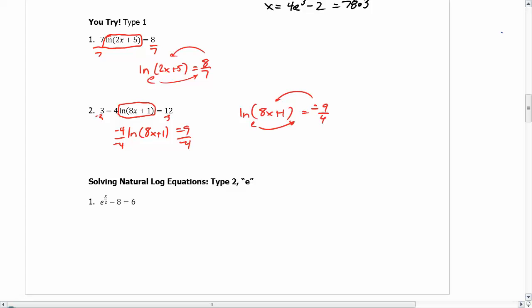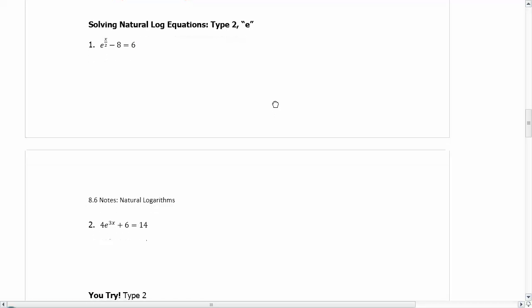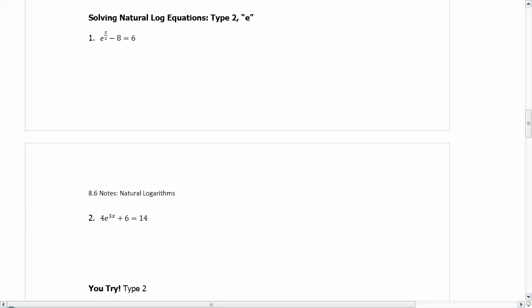Okay, your next type is solving natural logarithm equations when you have an e on one side and then also the x is up in the exponent. Okay, so this is a large reason of how logs can be useful for us. The first thing, get e to the whatever by itself. Okay, that means adding 8 to both sides here. E to the x over 2 equals 14. Okay, and then after that, do the natural log of both sides.